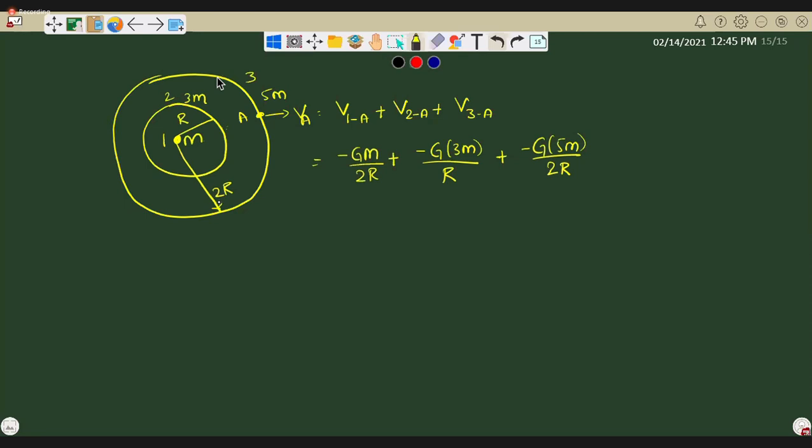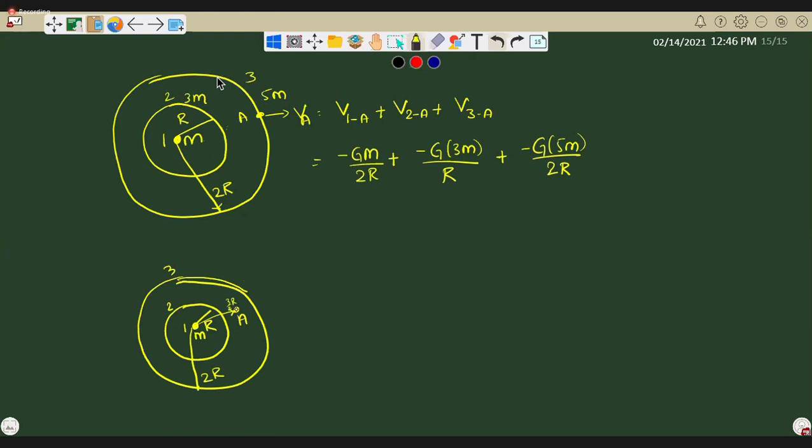Clear? If he gives another shell, then you again do it. Now, for the same point, this is mass m, 1, 2, 3. If A is here, point, okay? The radius is r, this radius is 2r. Let me say midpoint between these two. So how much will it be? 3 by 2.